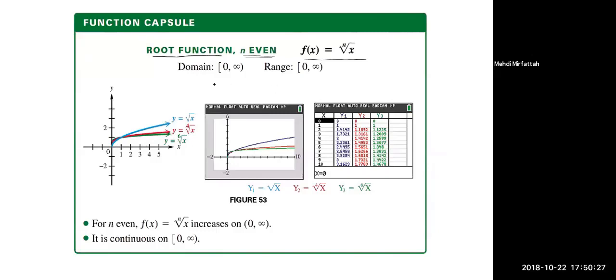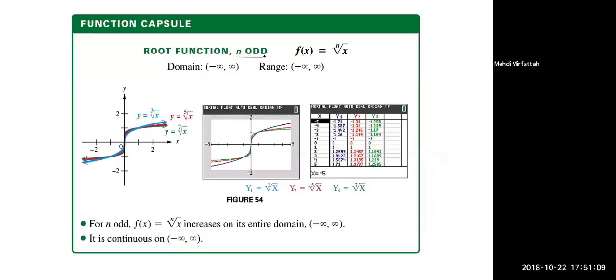As you can see, the domain would be from 0 to infinity. The domain, the values of x, from 0 to infinity. And the range also would be from 0 to infinity. These are the points that you want to make here on your summary sheet. For n even, as you can see, the function is increasing from 0 to infinity. And this is continuous on 0 to infinity. There are no poles or points of discontinuity here.